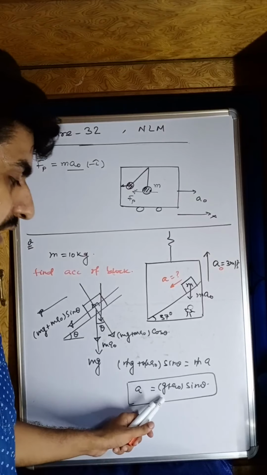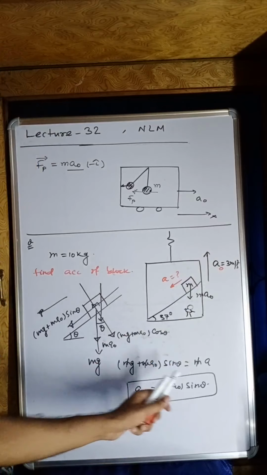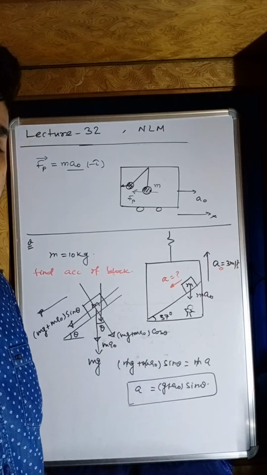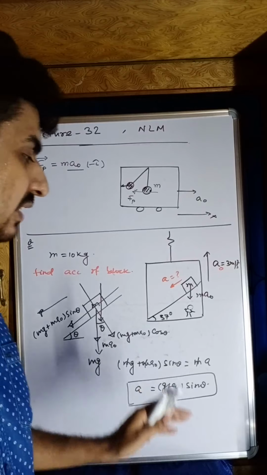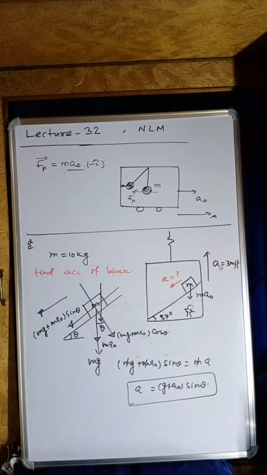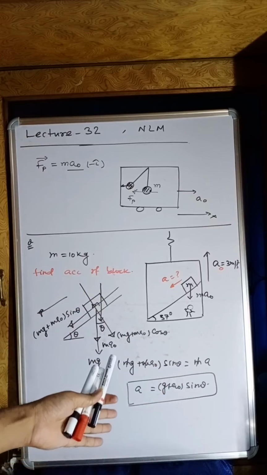Value of g, it is 10. a naught, it is given 3. So it is 13. Sine 37, it is 3 by 5. Okay. After calculation, you can have the answer. So in this way, my dear students, we used to obtain. Okay. Now, on the basis of this particular concept, I'm going to give you another question.